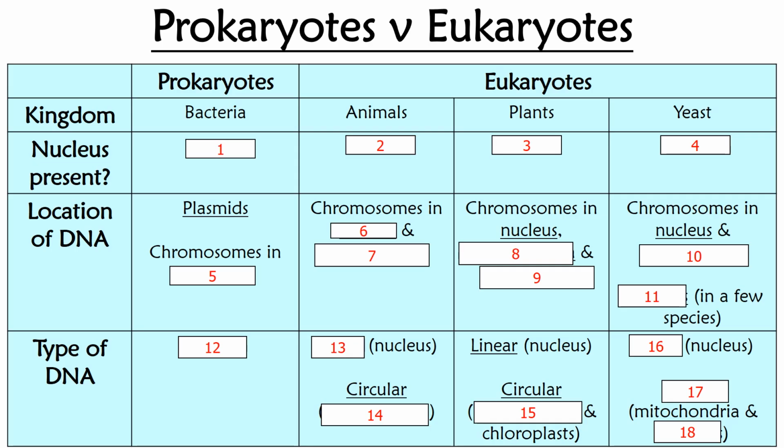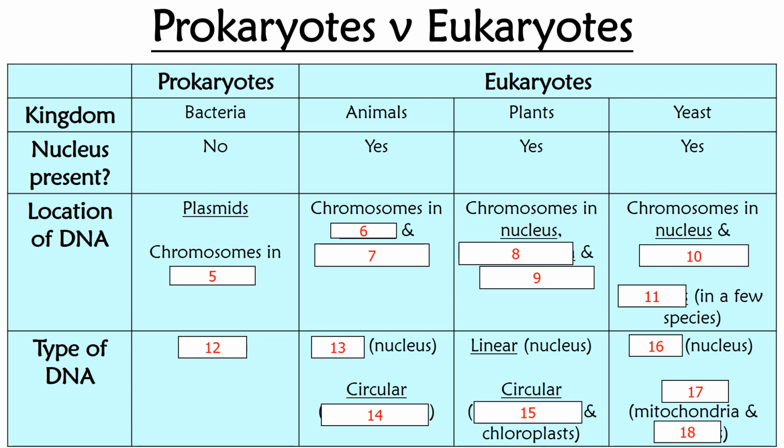Here's the first thing I'd like you to do: put down numbers 1 to 18, and hopefully you can come up with the answers for this. So press pause and do that. So here are the answers. Bacteria, 1, no nucleus present. Animals, plants and yeast, 2, 3 and 4, are eukaryotes which do contain a nucleus.